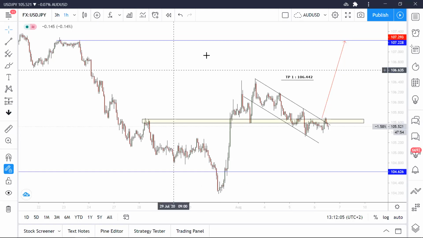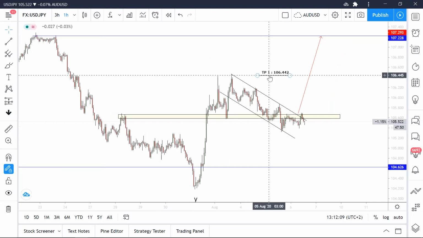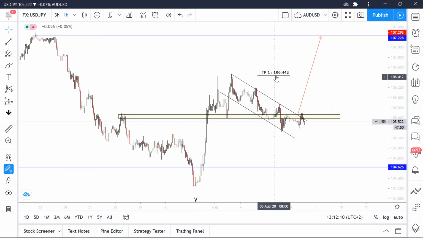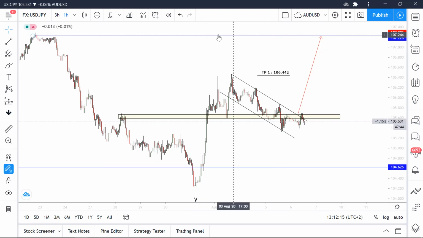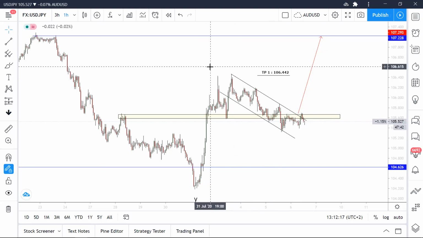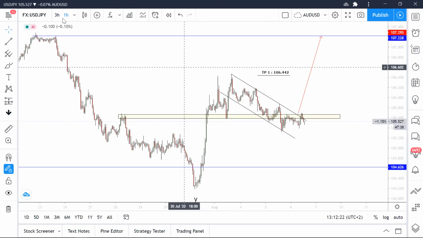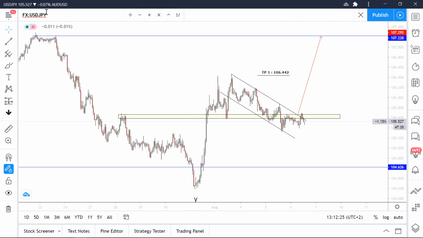Now, as you remember, we had our take profit one at 106.442, and then we had our final target here at 107.228, right? As I've mentioned before, this analysis was not based simply on this support to resistance we have here and this descending channel that price has been moving in. I've actually looked at multiple factors from a technical analysis perspective.